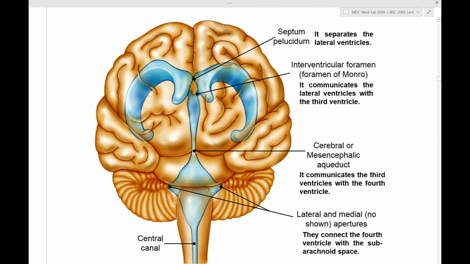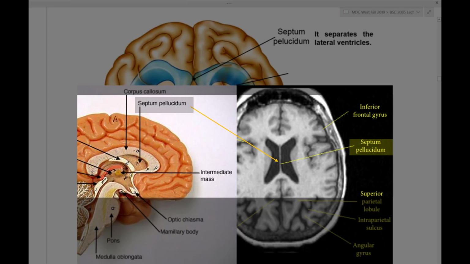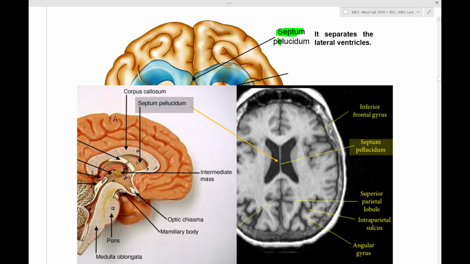So, what structure will separate both lateral ventricles? And actually, you saw this in the lab as we dissected. This is known as the septum pellucidum. You guys remember that one? It was a thin sheet. Sometimes, like when I cut it through, it was a really thin sheet that separates both of them. Okay.